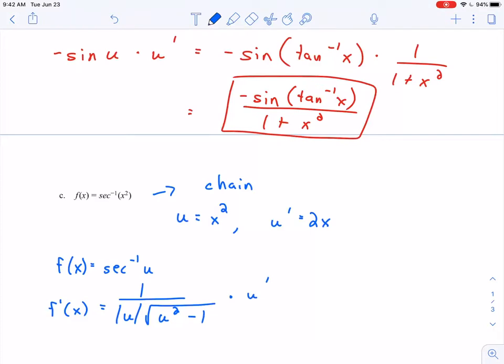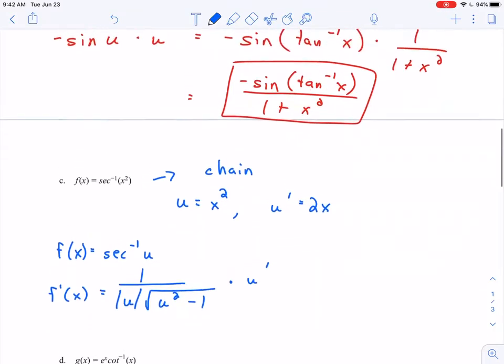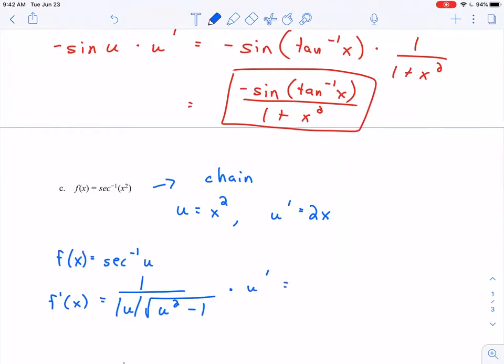So I have my derivative in terms of u. I just want to take my u and my u prime and plug that back in. Oops, I'm running out of room, so let's do that right here. We'll see 1 over the absolute value of x squared, since u was x squared, times the square root of x squared quantity squared minus 1, times 2x. So this is our derivative.